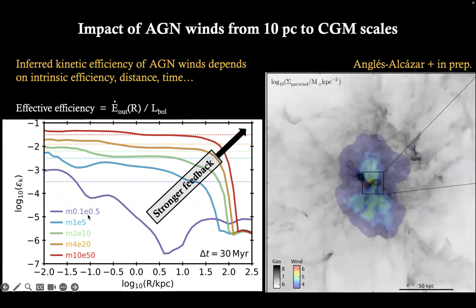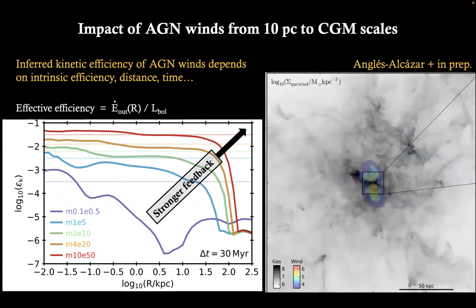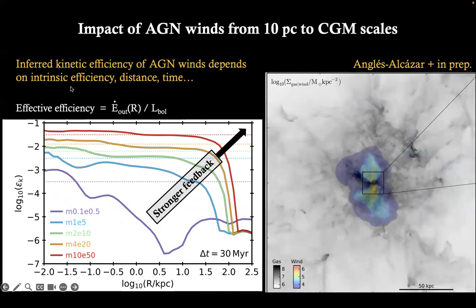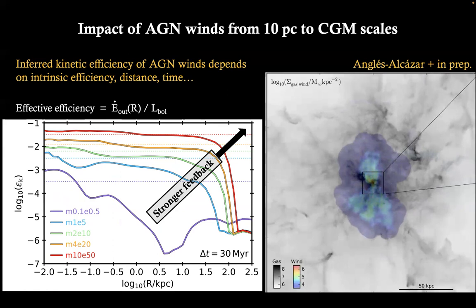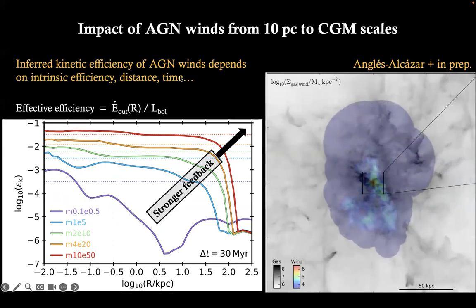And a complication that we have here is that this inferred kinetic efficiency of AGN winds depends on many, many things. It depends, for one, on the intrinsic efficiency of the winds at the injection scale, but it also depends on what distance you are making the measurement at. This depends on time and so on.